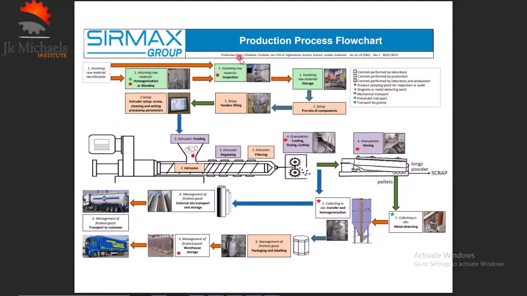Now, you have the production plants and the location. The location is written in language that looks interestingly Italian, right? And then this is the revision number, right? Revision 1 on the 30th day of the 7th month of 2019.